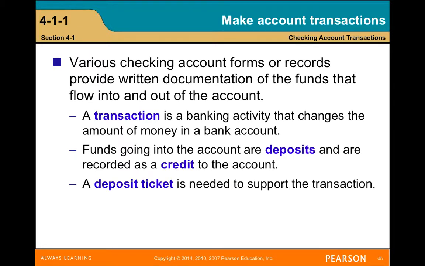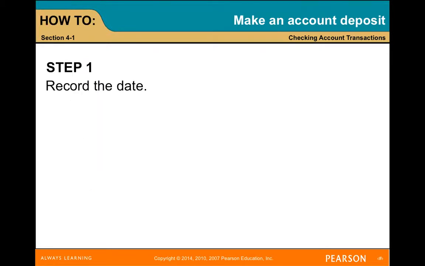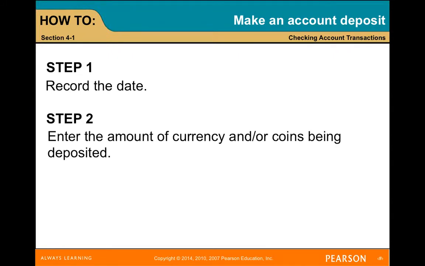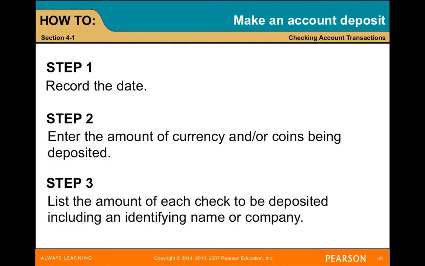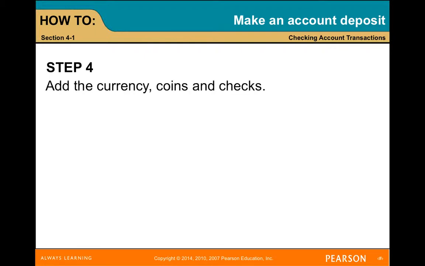A deposit ticket, or a deposit slip, is needed to support the transaction. Nowadays, you can just deposit the money directly into the ATM. So, making an account deposit: the first step is to record the date. Step 2, enter the amount of the currency and/or coins being deposited, and step 3, list the amounts of each check to be deposited, including an identifying name or company. Step 4, add the currency, coins, and checks.